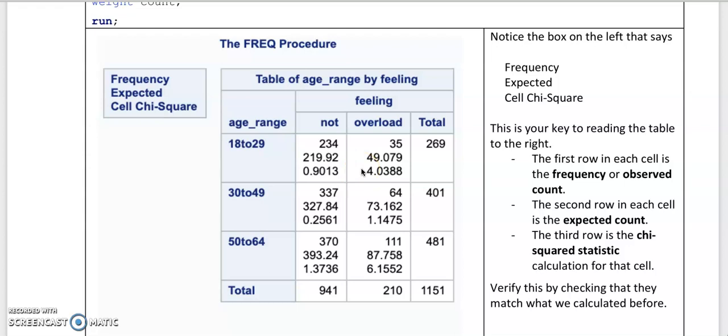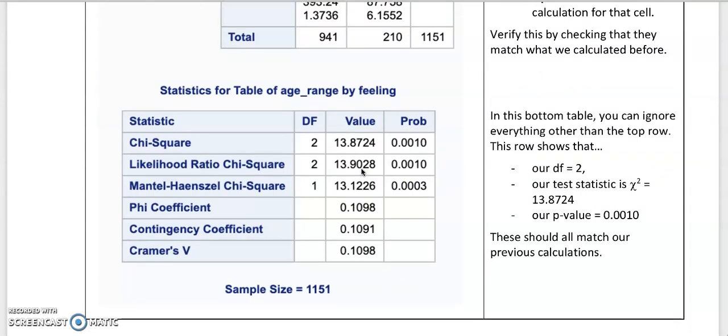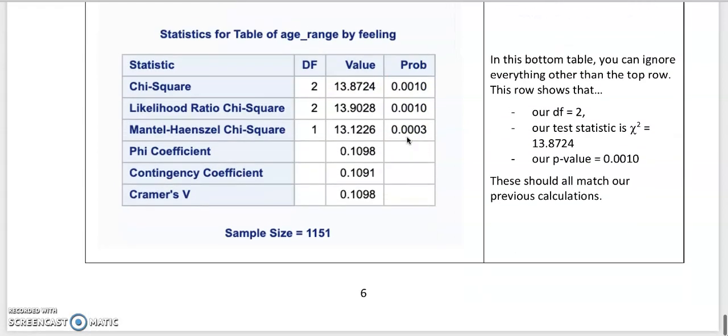But what we probably really want is the actual test statistic and p-value. And so if you scroll down a little further in your output, you would see this table. And there's a lot of information here, but fortunately, we're actually just going to look at the very first row. So you'll notice on that row that we said that our sampling distribution had 2 degrees of freedom. We calculated this test statistic of 13.872, and our p-value, if you round it to 4 decimal places, was 0.0010. So these should match all of the calculations we did previously.